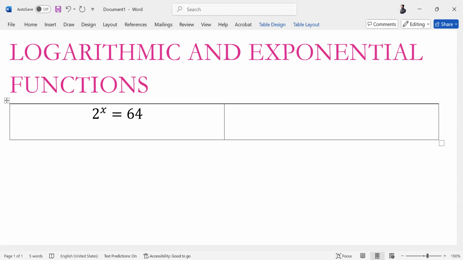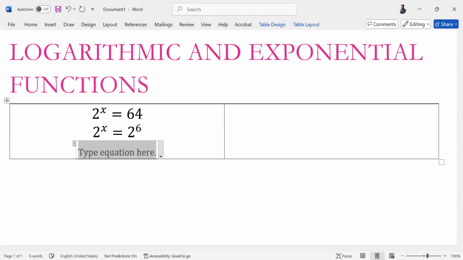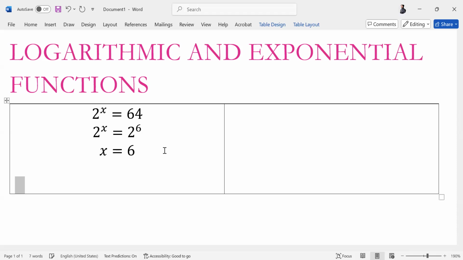Is this the question or not? समझ आई बात? What power does 2 have such that the value is 64? If I do prime factorization of 64, do I get 2 to the power 6? Yes. And simply because their bases are equal, I can say that x is a value of 6. Make sense? We did not need anything.